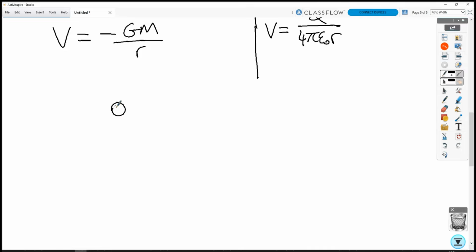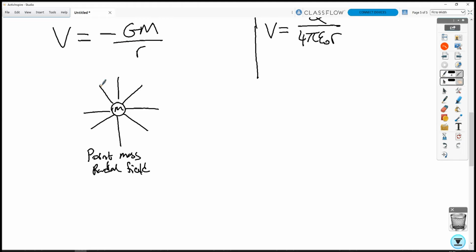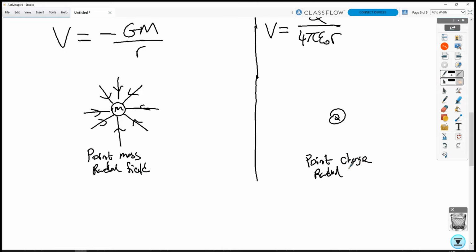In both of these cases, a point mass makes a radial field. And for the electric field, a point charge creates a radial field. However, I'm not going to put arrows for the point charge because the arrows will depend on whether that charge is positive or negative. So I'm going to leave it like that.